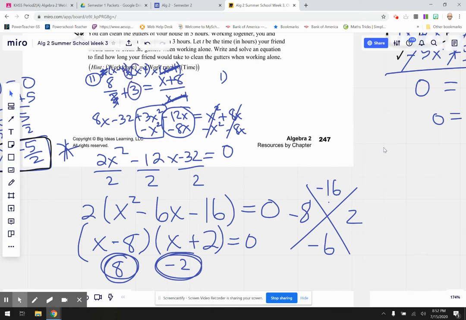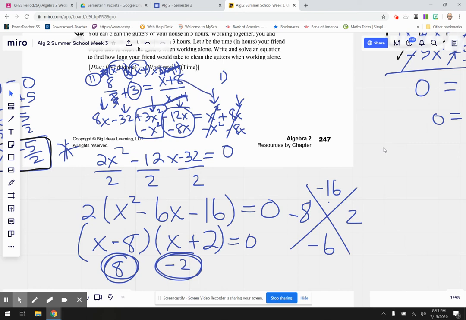So I got to distribute. 3x times x is going to be 3x squared. 3x times negative 4 is negative 12x. On this one, you are going to be distributing the x. So x times x is x squared, and x times 8 is 8x right there. And this first one, you got to distribute the 8. So you're going to get the 8x, and then 8 times negative 4 is negative 32.